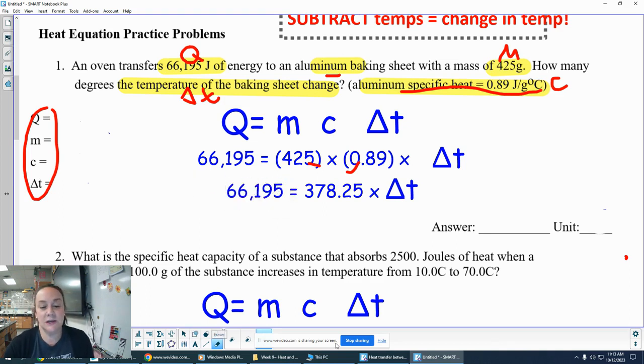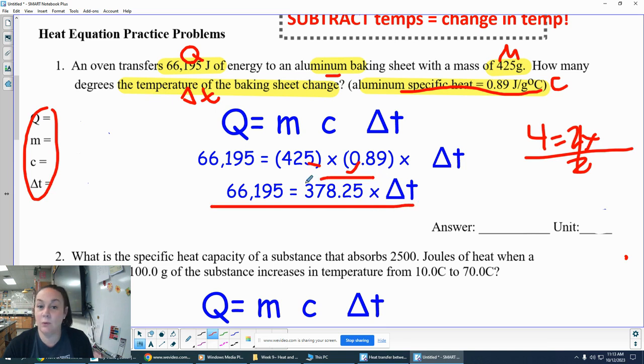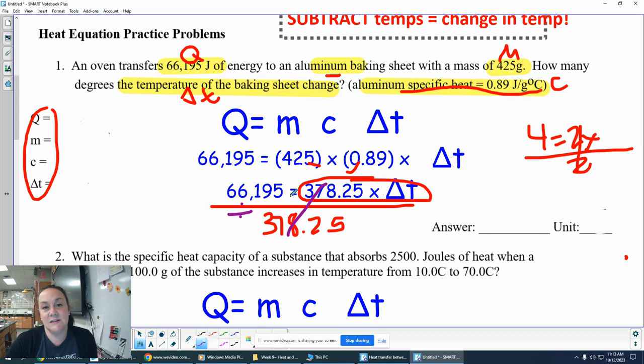And so sometimes students can get a little bit lost and they're like, okay, well, what do I do now? So I know algebraically, if I told you 4 was equal to 2x, you could absolutely tell me, all right, well, you just divide both sides by 2 to get x by itself. So I'm just going to divide both sides by whatever is stuck to my variable. So I'm going to take 378.25 and I'm going to divide both sides by that. So then that will go to itself. And then when I do 66,195 divided by 378.25, you will get a number. And that number is 175.